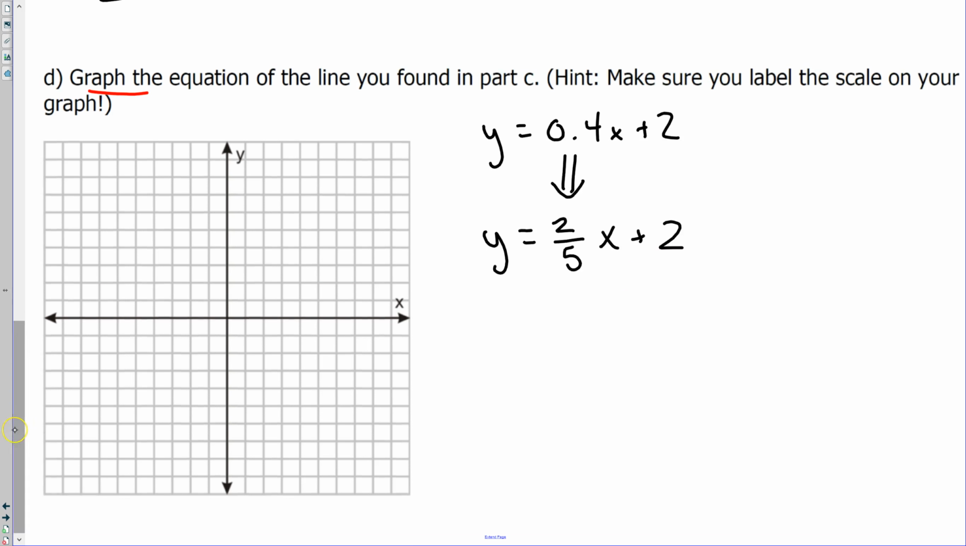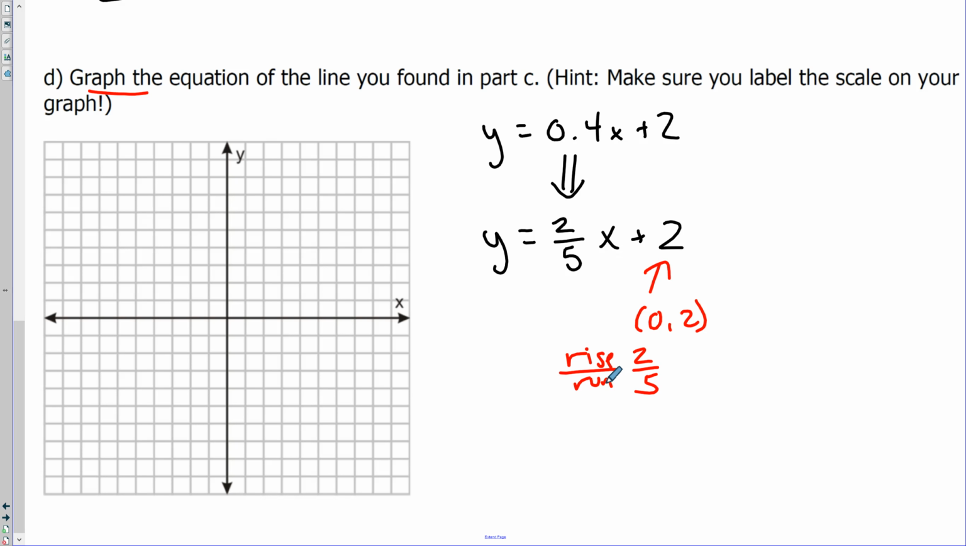So when it comes to slope, you want the fraction to help you in graphing. And that's because when I have y equals mx plus b, I can graph the y-intercept point to start, and then use my slope to find additional points on my line by using the rise and the run. So before I do that, if you notice, my graph does not have any scale labeled. And we definitely want to label that.